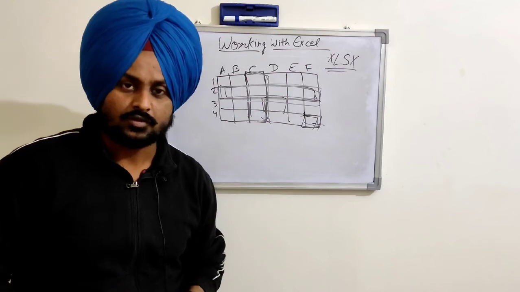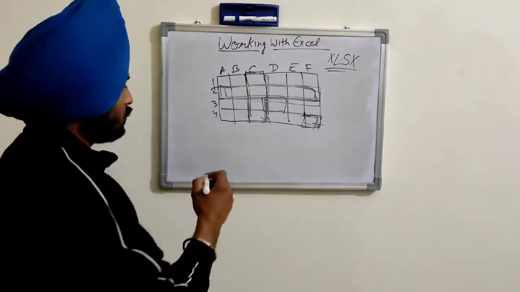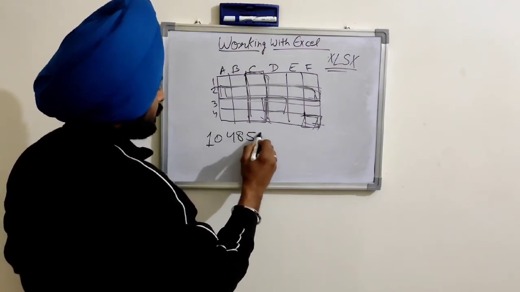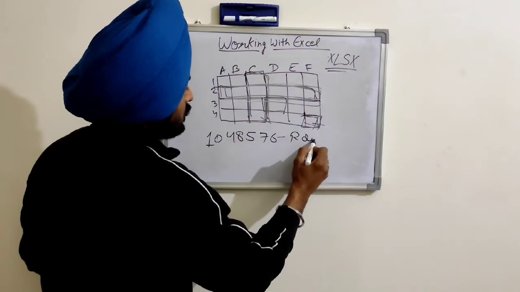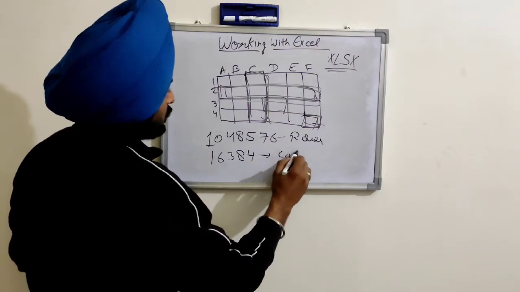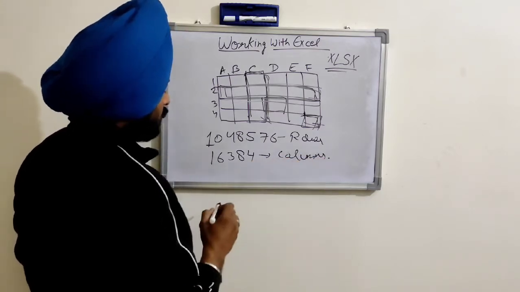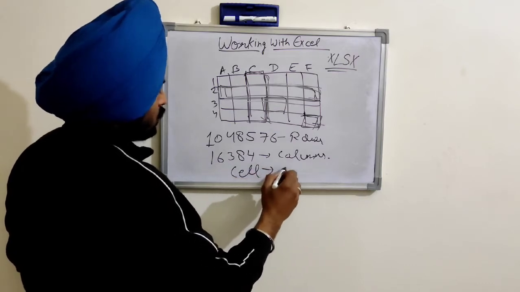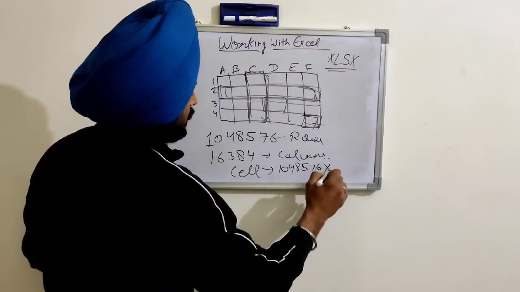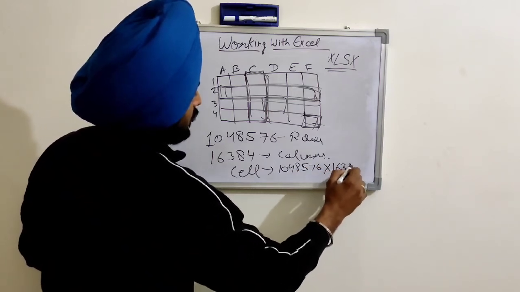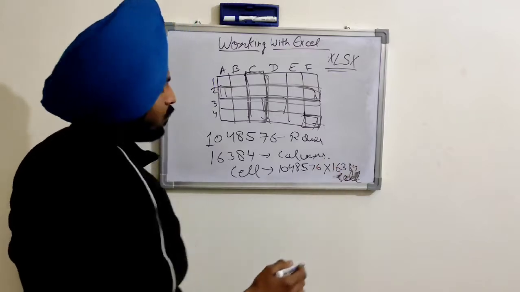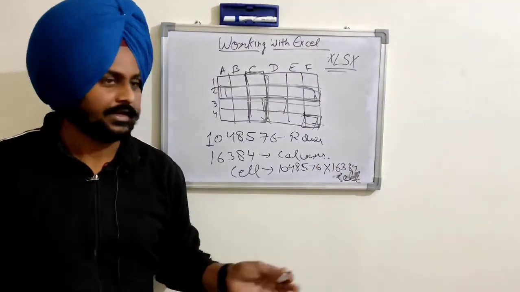Now, how many rows and columns do you get in a worksheet? In Microsoft Excel you will get 10,48,576 rows and 16,384 columns. Clear? If you want to find out the number of cells, you need to calculate 10,48,576 multiplied by 16,384. I'm not calculating here, you can calculate it in MS Excel, and how to calculate that we'll also discuss later on. Clear?